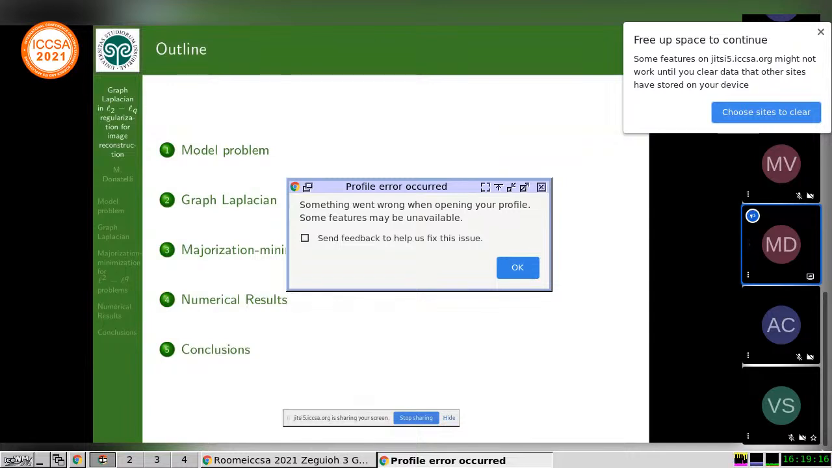My outline is just to introduce the model that we want to solve, that is the classical deblurring or computer tomography, so a linear ill-posed problem with a Tikhonov L2-LQ regularization where we use the graph Laplacian as a regularization matrix. We combine the two techniques that I mentioned before, and then we show some numerical results.